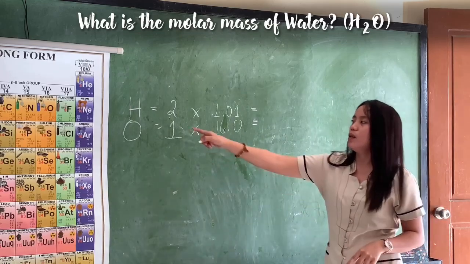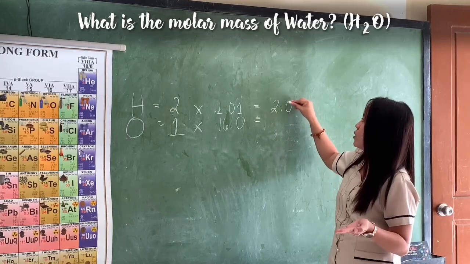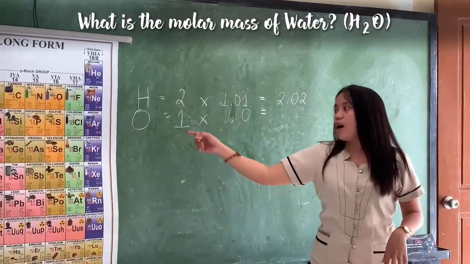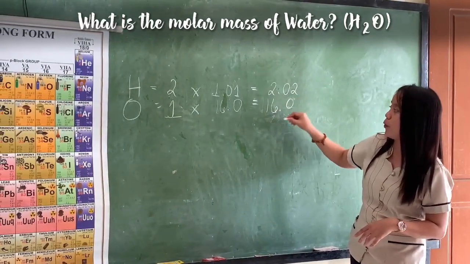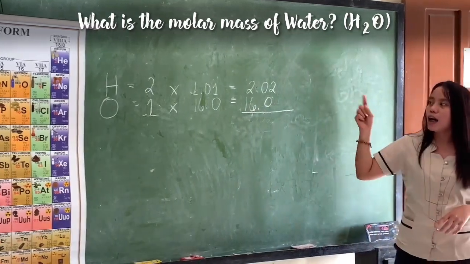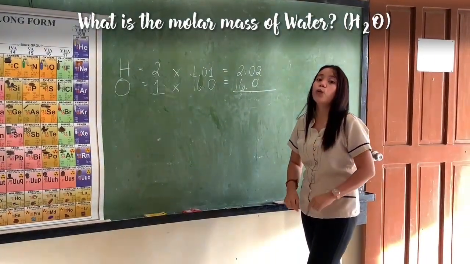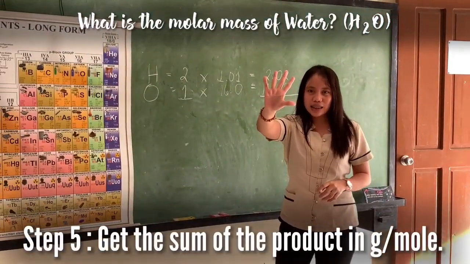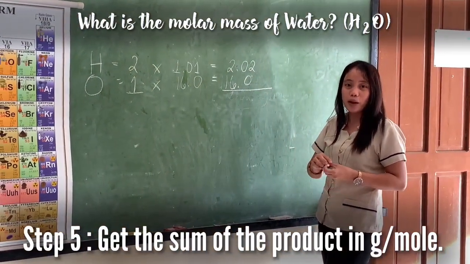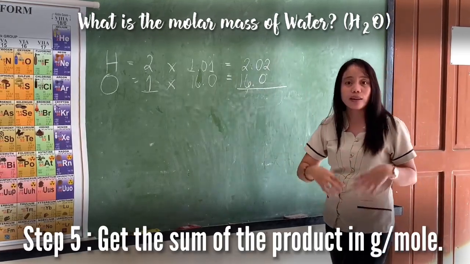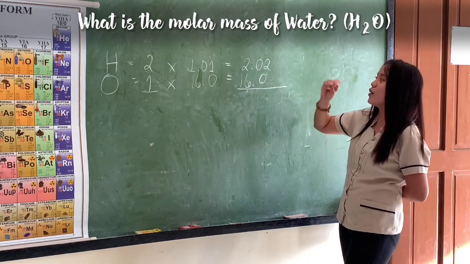So we have 2 times 1.01 is equal to 2.02. Oxygen, 1 times 16, of course, is 16.0. After getting the product of each element, let's proceed with step number 5. Step 5 is get the sum of the products in gram per mole. Of course, just like what I told you earlier, the unit in solving for the molar mass is always in gram per mole.